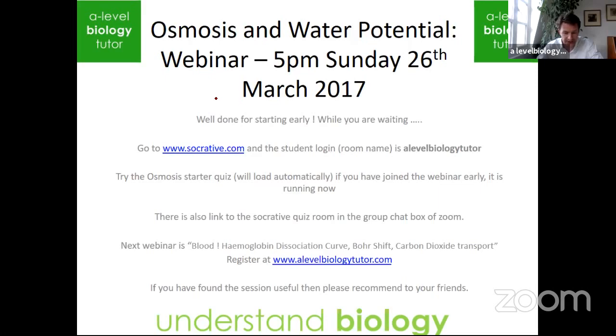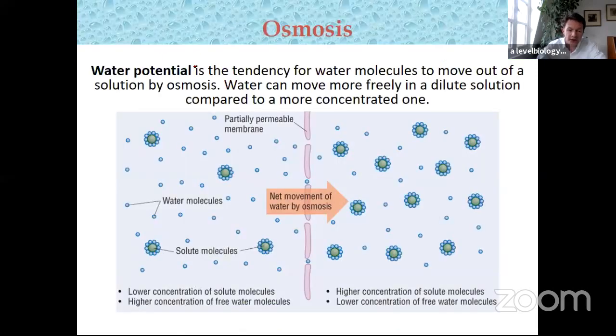So osmosis is the tendency of water molecules to move out of a solution, moving across the permeable membrane to a more concentrated solution. So here we've got the water molecules. These water molecules cluster around the solute molecules, which reduces the tendency of the water to move across the membrane.